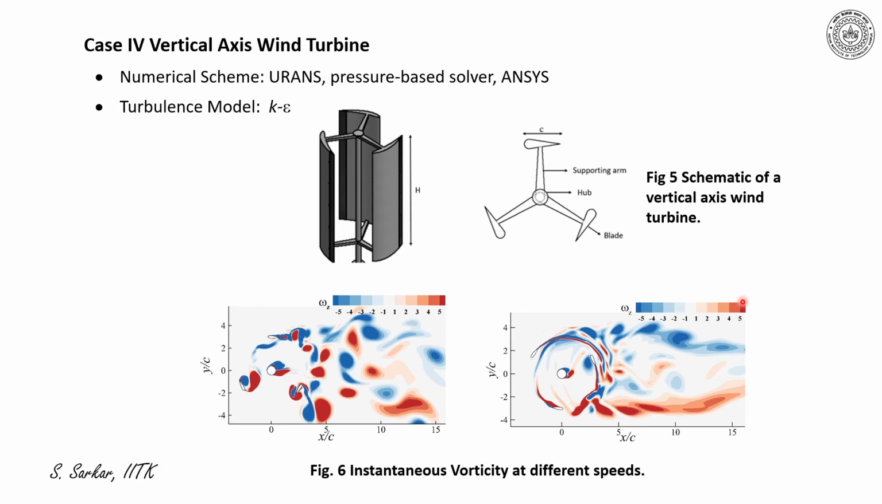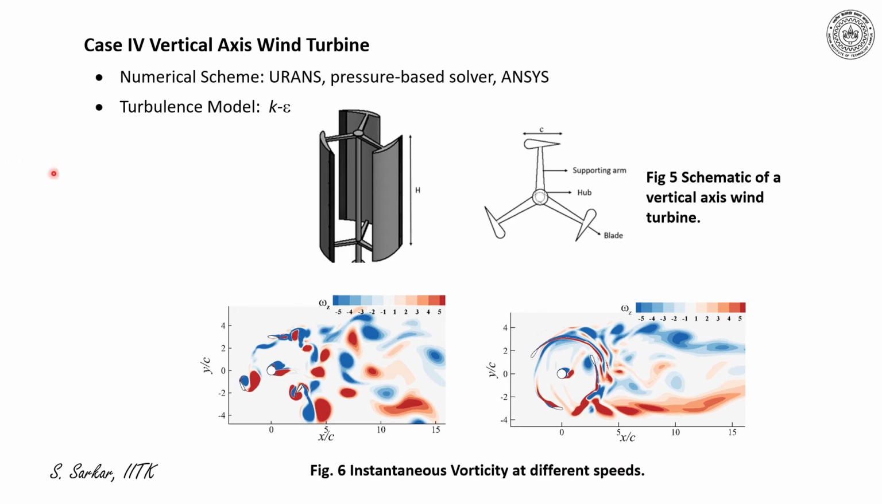You can appreciate the wake shed by one blade interacting with the other during the course of rotation, and the vortices that will be shed. The structure would be completely different at relatively lower RPM as compared to the situation when RPM is increased.